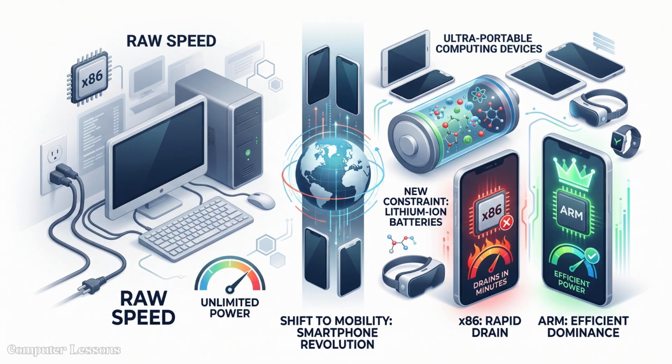When the smartphone revolution began, the primary constraint was no longer raw speed, but the limited chemistry of lithium-ion batteries. An x86 processor in a pocket would drain a battery in minutes. ARM was perfectly positioned to dominate this new era of ultra-portable computing devices.